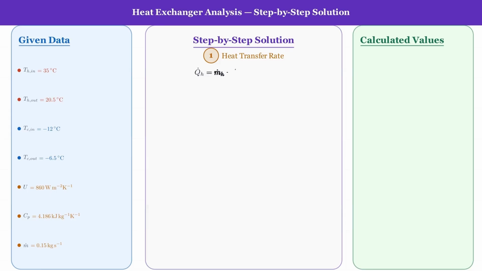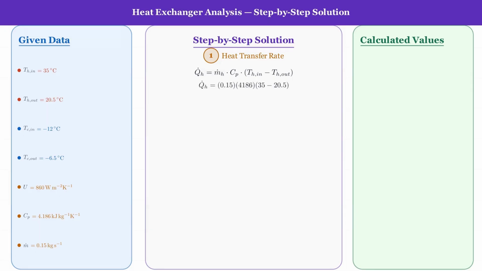Step 1. Determine the rate of heat transfer. The thermal duty of the exchanger is computed from the hot stream, since its mass flow rate, specific heat, and both temperatures are given. The governing expression is Q dot sub H equals m dot sub H times C sub P times the quantity T sub H in minus T sub H out.